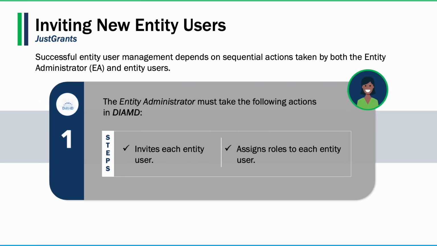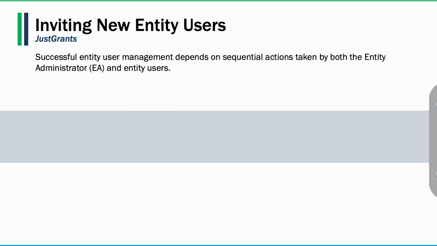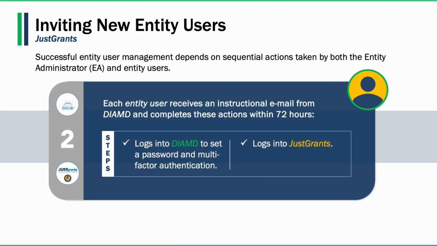Successful entity user management depends on sequential actions taken by both the entity administrator and entity users. The entity administrator invites each entity user and assigns roles to each entity user in Diamond. Each entity user receives an instructional email from Diamond once the entity administrator has invited them to register. Entity users must complete the actions outlined in the email within 72 hours. These actions include setting up their password and multi-factor authentication and logging into JustGrants for the initial time.